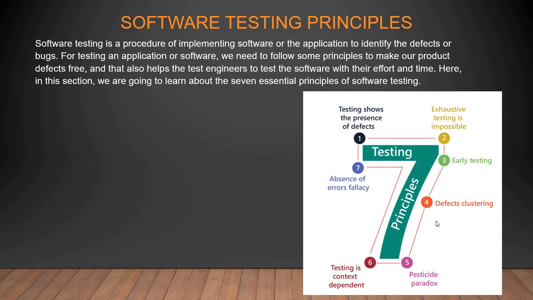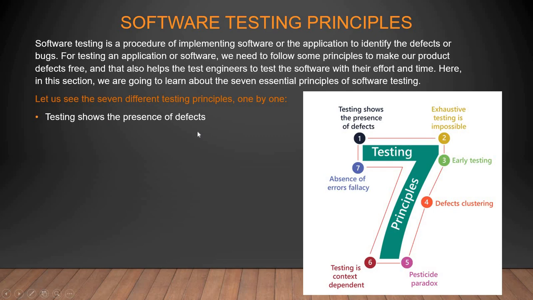With the help of this diagram, you can see the 7 principles of software testing. First one is testing shows the presence of defects. Second one is exhaustive testing is impossible. Third one is early testing. Fourth one is defect clustering. Fifth one is pesticide paradox. Sixth one is testing is context dependent. Seventh one is absence of error fallacy. We'll learn about all these principles in depth, one by one.